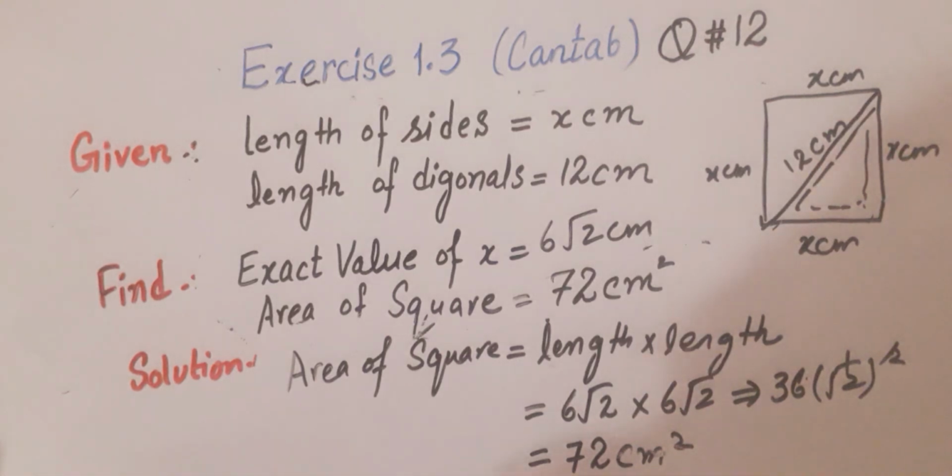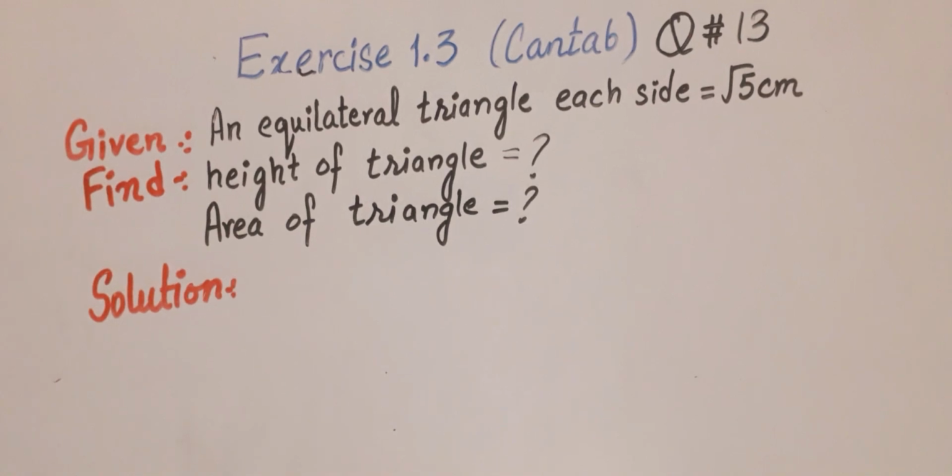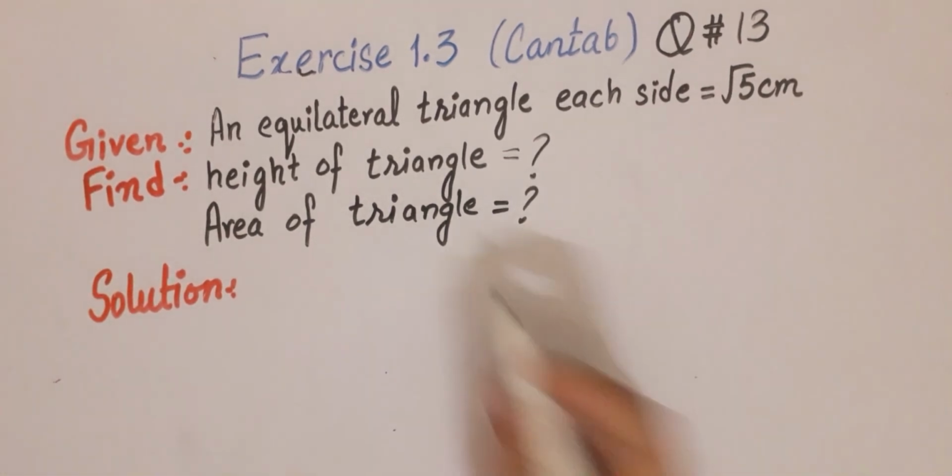Now we will do question number 13 in a very easy way. Now in this question number 13 we have an equilateral triangle.